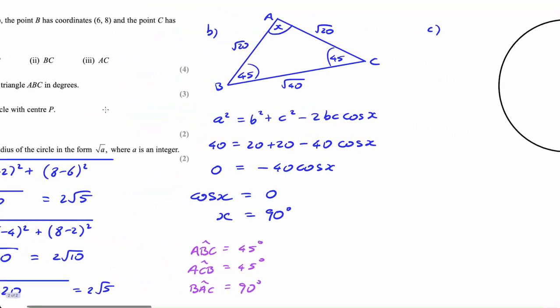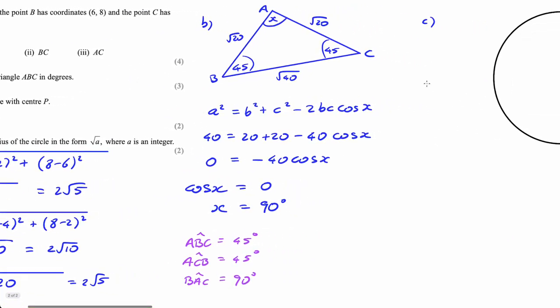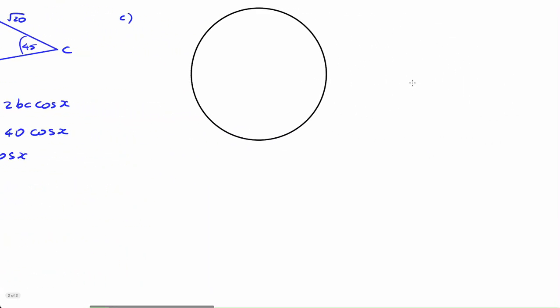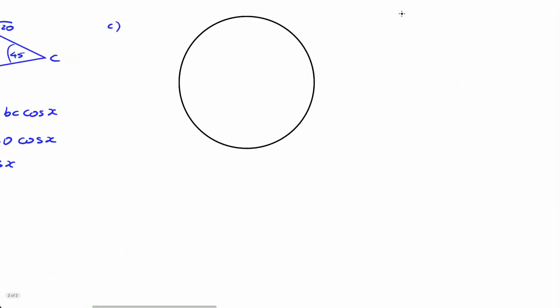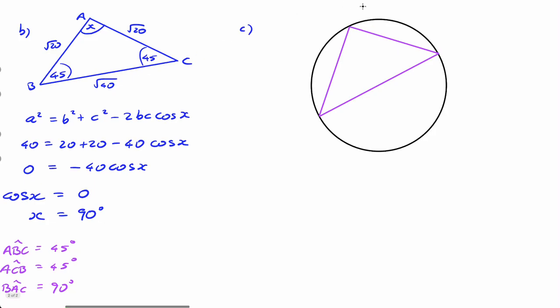So, guys, he says ABC lie on a circle with center P. But because it's 90 degrees, that tells me, and that's obviously part of the question here, that this goes through the center. So this is a diameter. Because remember, the angle in a semicircle is 90 degrees. So this is my ABC triangle. This is A, this is B, and this is C.